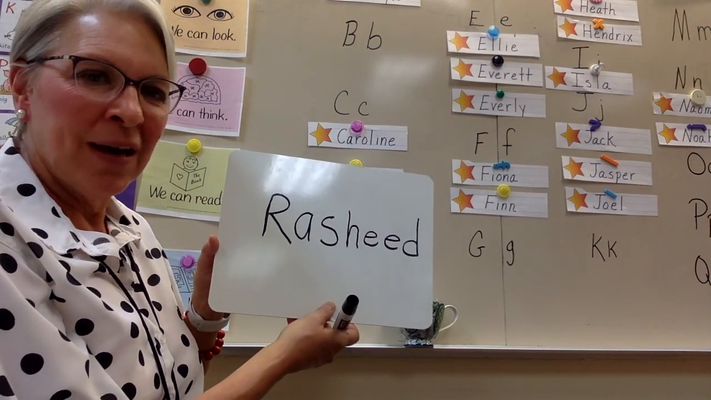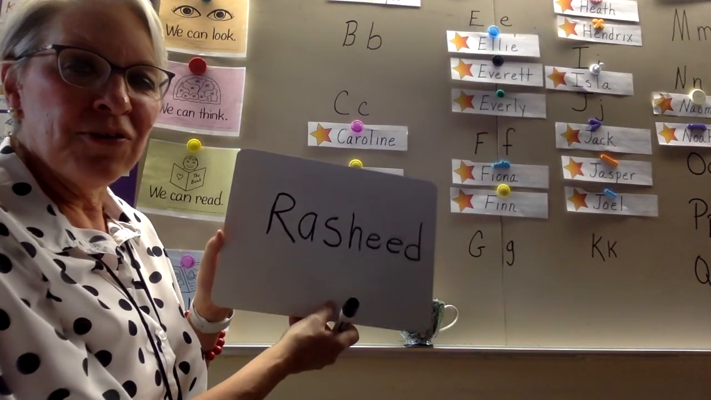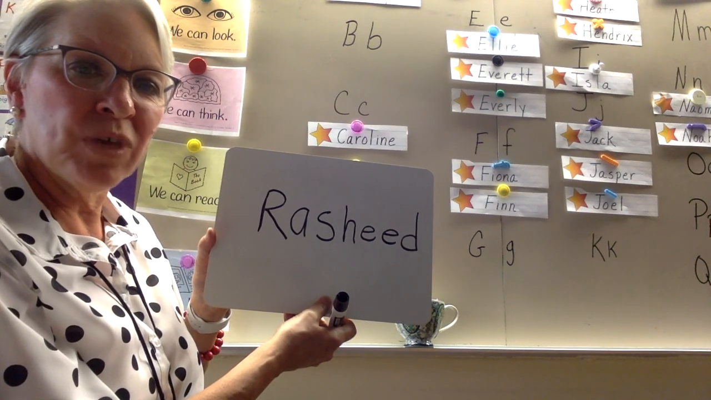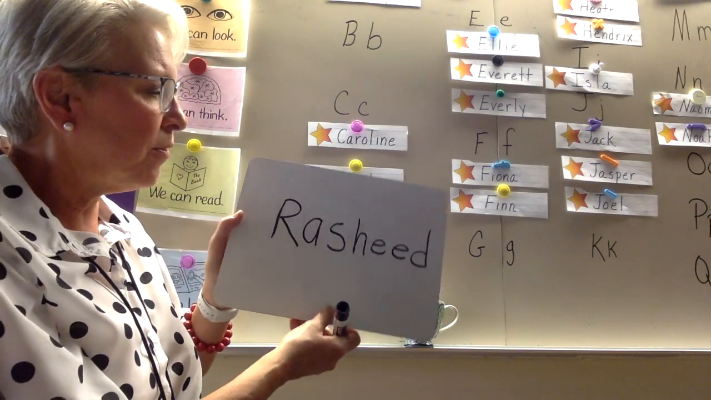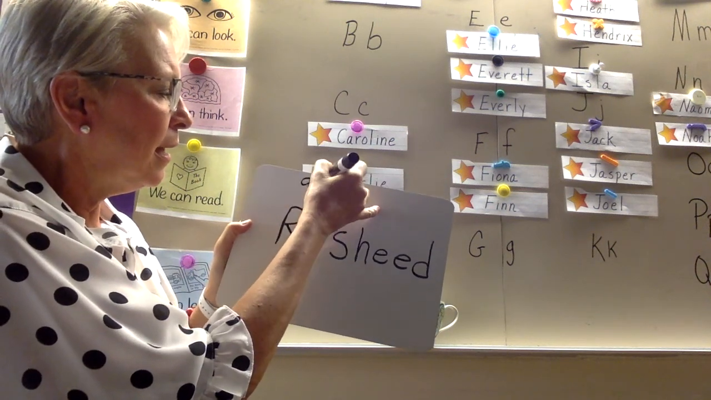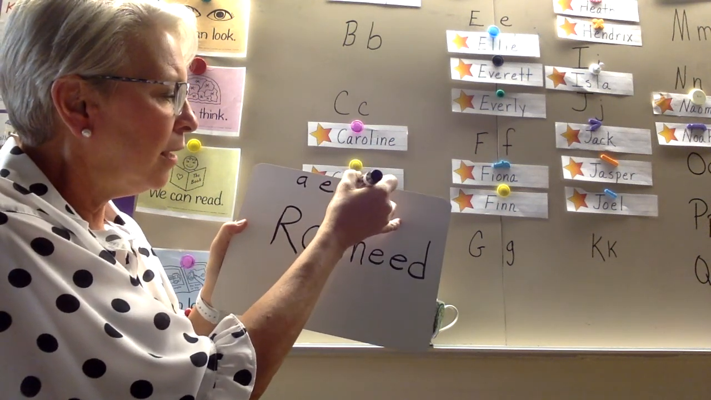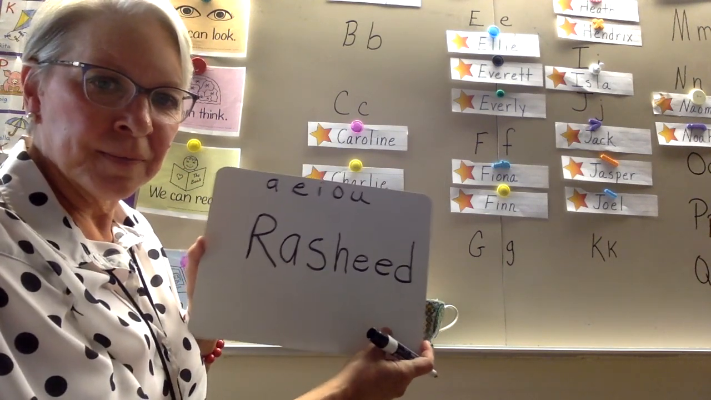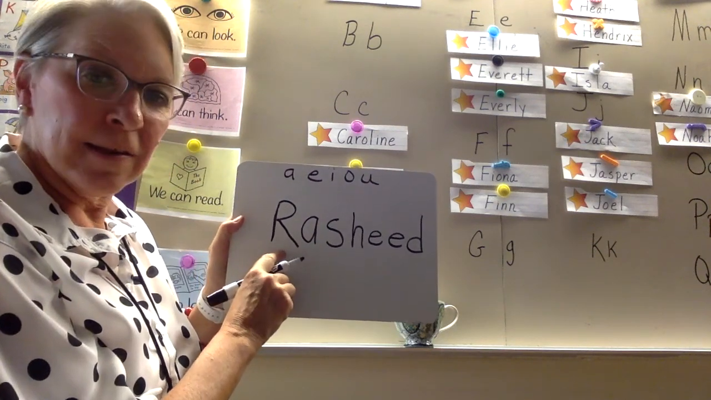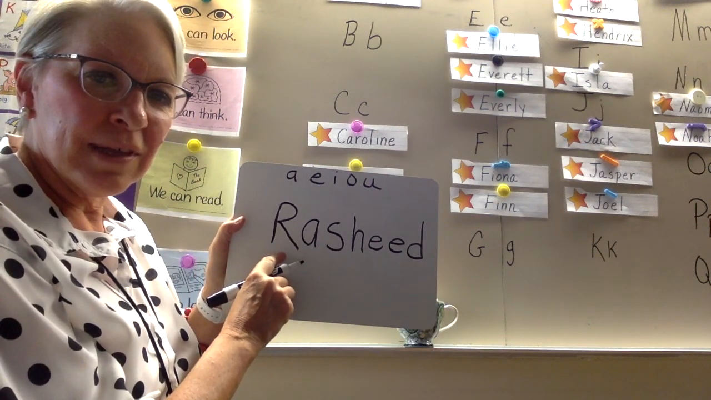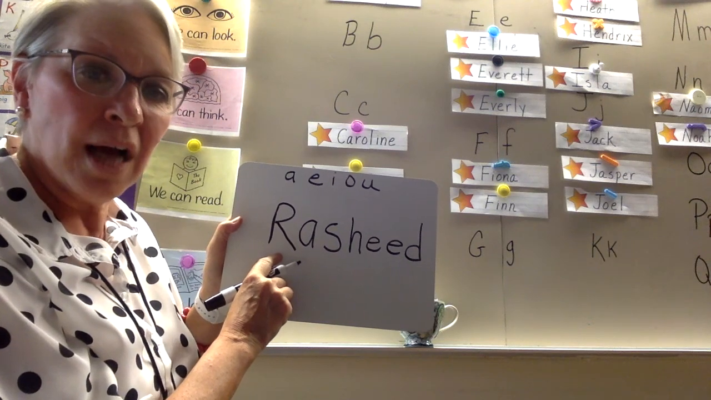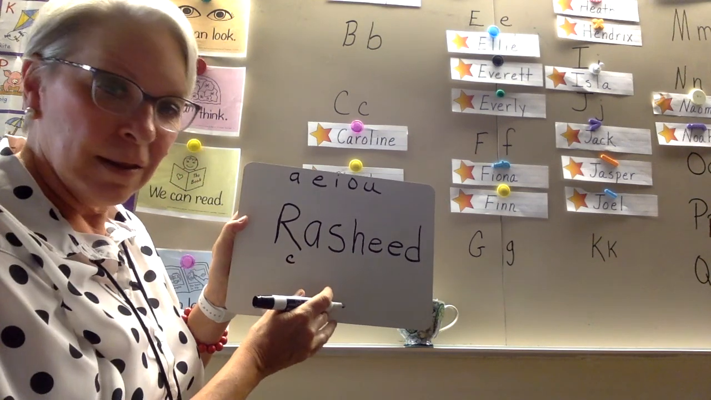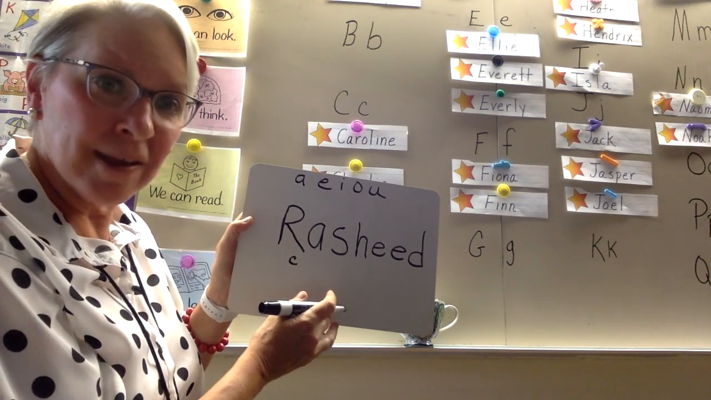Okay, now that you're back, I want you to write down which letters are consonants and which letters are vowels. Remember, vowels are A, E, I, O, or U. Those are vowels. So, is this a vowel? If it's not, it's a consonant. Consonant starts with C. So I'm going to put a C underneath Rashid's R. It's a consonant.